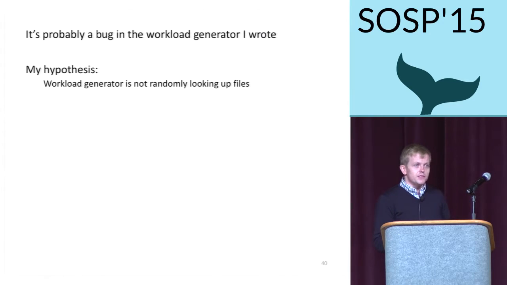So my initial hypothesis here is just that the simple workload generator I wrote probably has a few bugs and isn't behaving as I intended it to. In particular, since the throughput was so skewed, I figured maybe I wasn't actually randomly selecting the files. So to debug this, I wrote a query to look at the HDFS name node and ask the question, which files are the ones that I'm actually looking up?